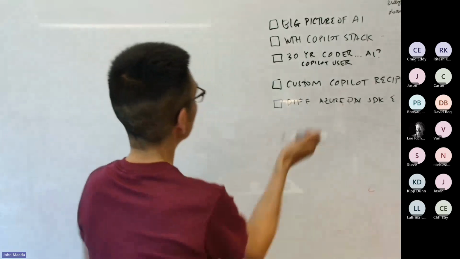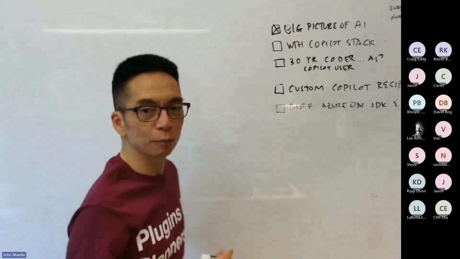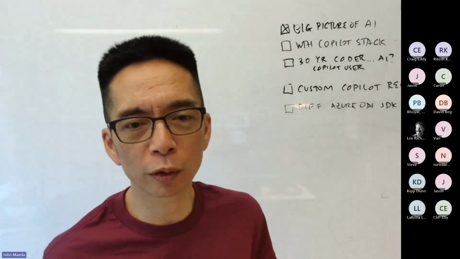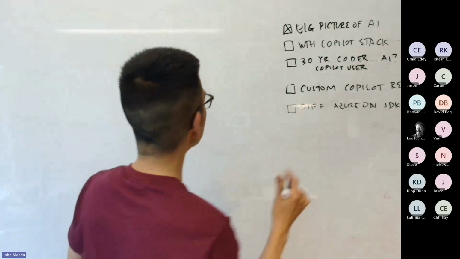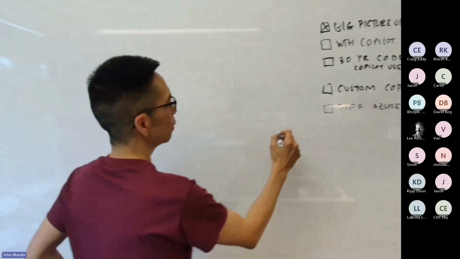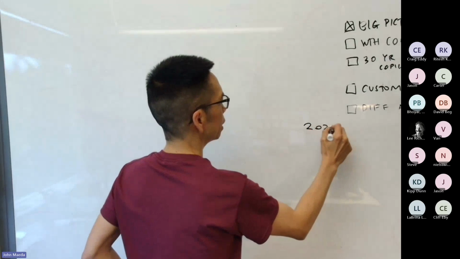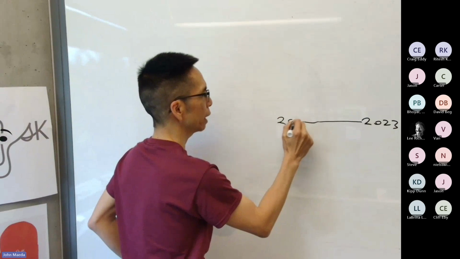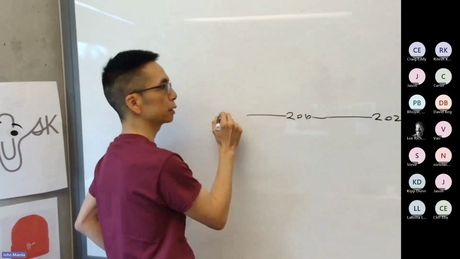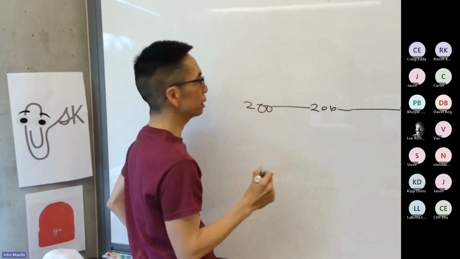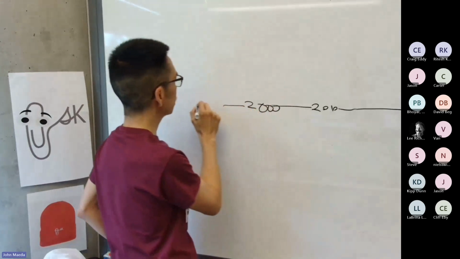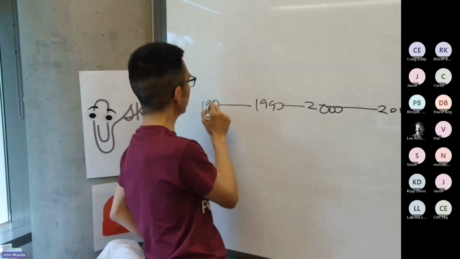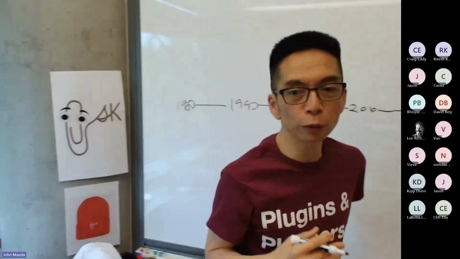Okay, so first off, let's talk about the big picture of AI. It's pretty important that we have folks who have been coding for a while, so let's try to draw this backwards. We've got 2023, and then let's go to 2010, then the year 2000, then 1990, and then 1980. And I can keep going back because computers are pretty old.